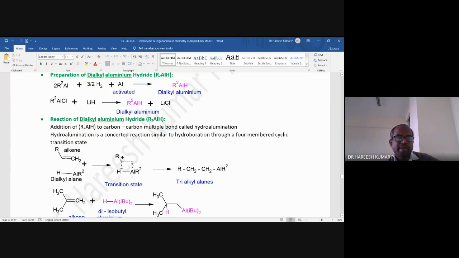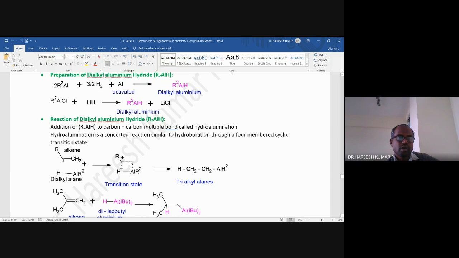And this bond pair picks up this aluminum metal. What does that mean? It means that there will be a cyclic four-membered transition state. So there will be a bond formation between this hydrogen and this less substituted carbon. Is it less or more substituted one?